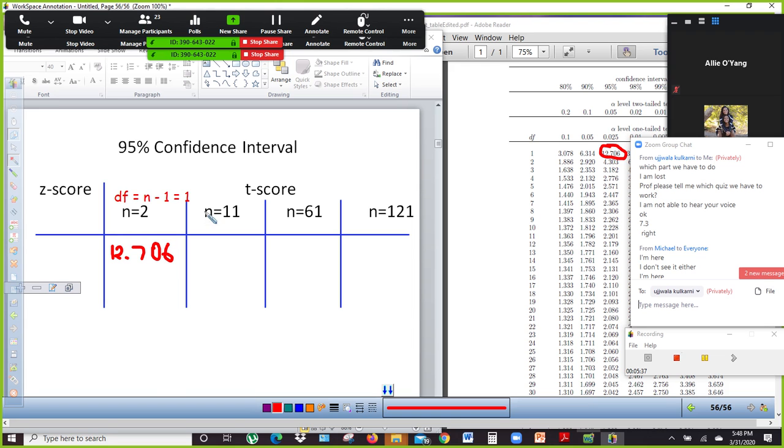When n is 11, my degrees of freedom is what? 10, yep. Again, n minus 1. So we're going to look up that one. Degrees of freedom is 10. 95% confidence interval, so it's going to be right here. 2.228.